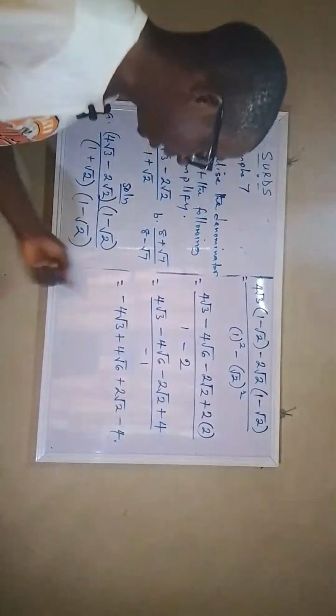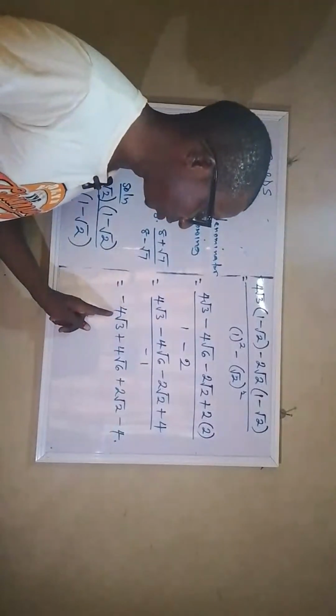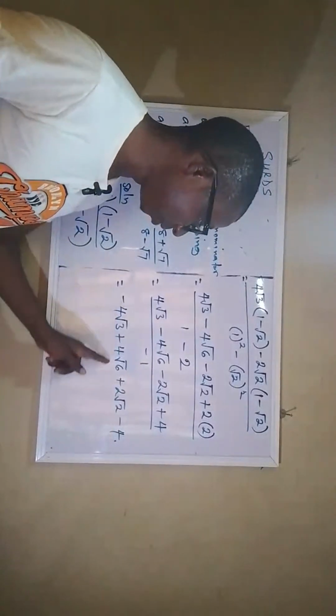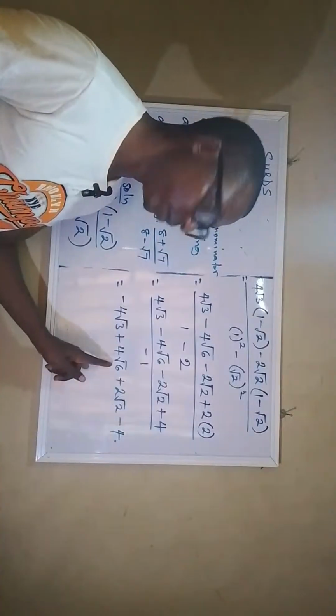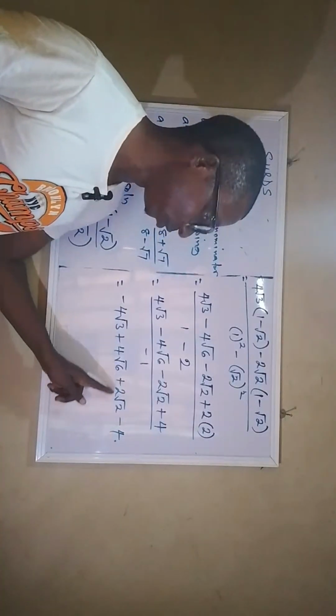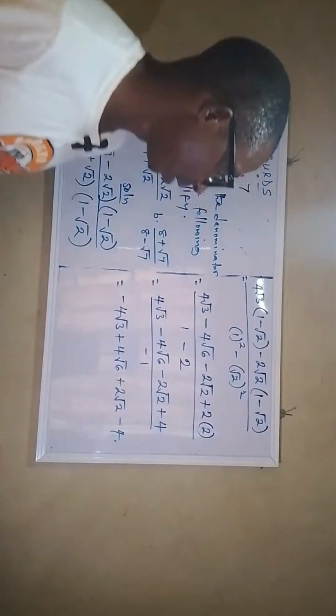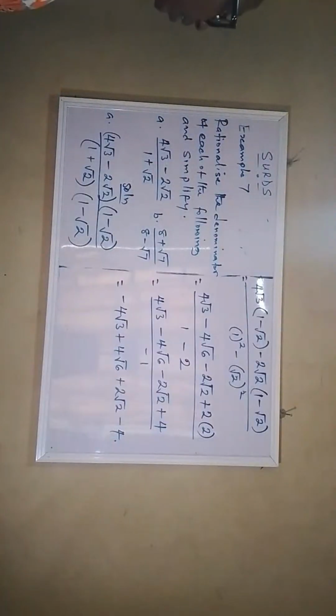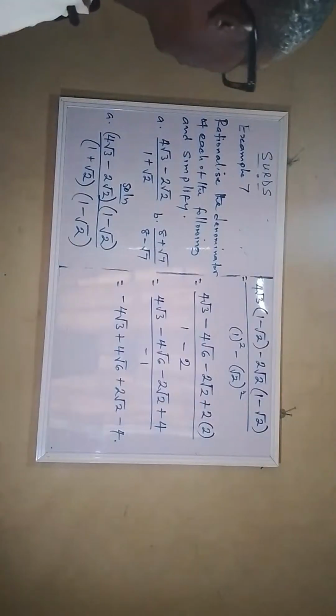You will see that there's no way you can join this and this together. The surds are not similar. This is not similar to this. This is also not similar to this. So that is going to be the answer to the first part of the question. Now let us look at the second one.